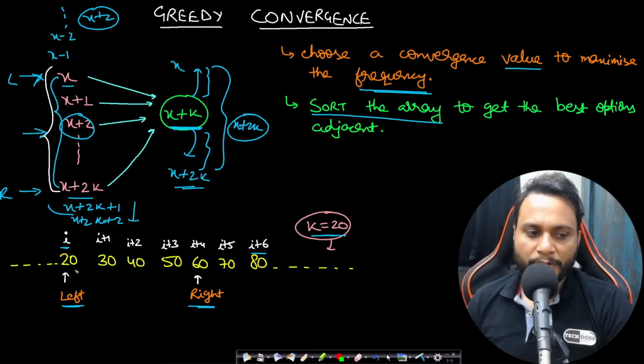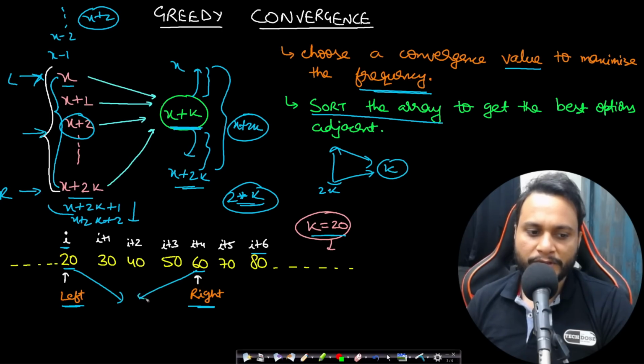If you think about it, you will be picking from 20 to 60, because the difference between them is 40, which is 2 times k. Because if you take the gap to be 2 times k, then only everyone can be converted to a value. So in this case, everyone can be converted to the mid value between 20 and 60, which is 40. Everyone can get converted to 40, and it is possible to convert because you can do a plus k or minus k on each of these items, right?